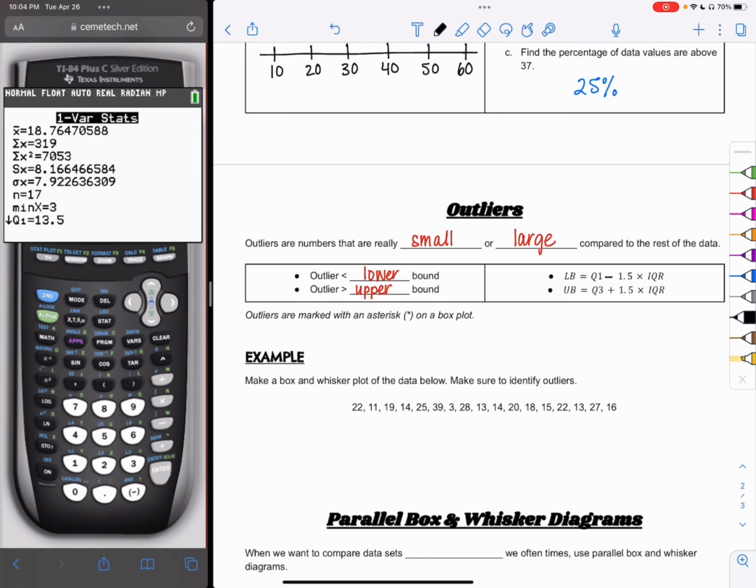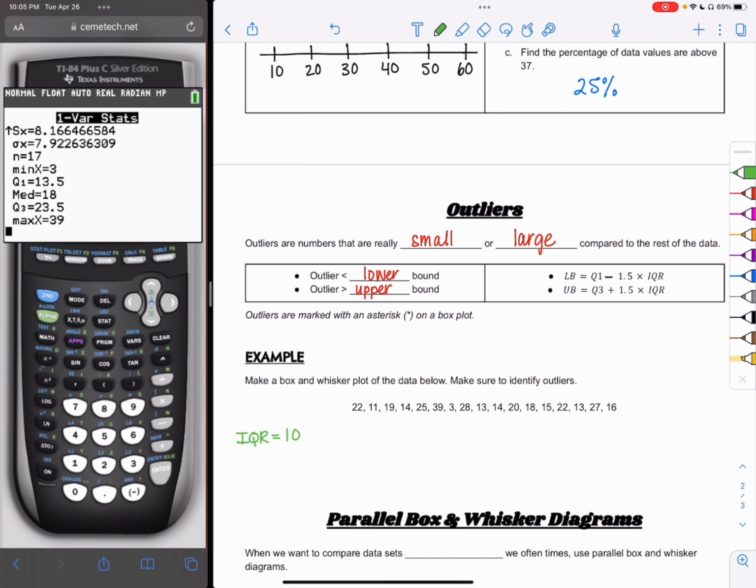And we already know that we need to identify outliers, which means that I need to use my lower and my upper bound formula here. So in order to do that, I need to find my interquartile range. So remember, your interquartile range is your Q3 minus your Q1. So my IQR here is 23.5 minus 13.5, and that is going to be 10.